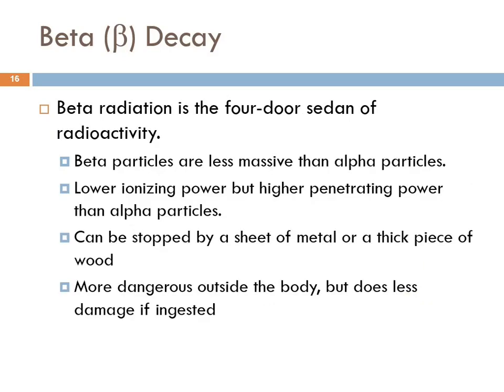So beta radiation, the four-door sedan of radioactivity. Beta particles are less massive than alpha particles, so their ionizing power is lower, but their penetrating power is higher than alpha particles. They can be stopped by a sheet of metal or a thick piece of wood. They're more dangerous outside the body than alpha particles, but they're less dangerous inside. They're not safe, but they're less dangerous.